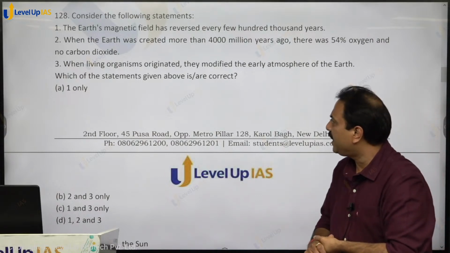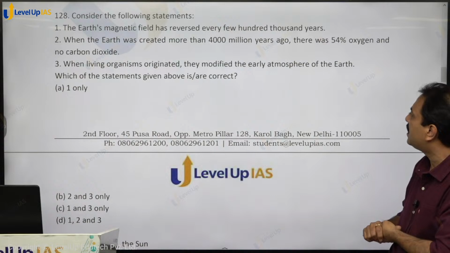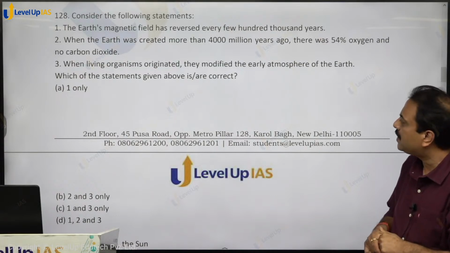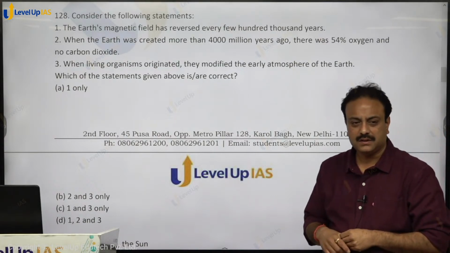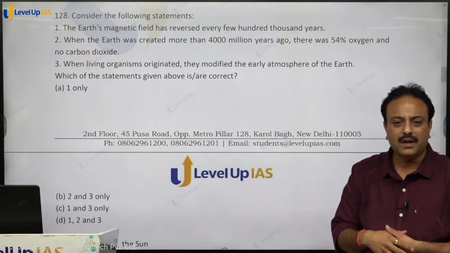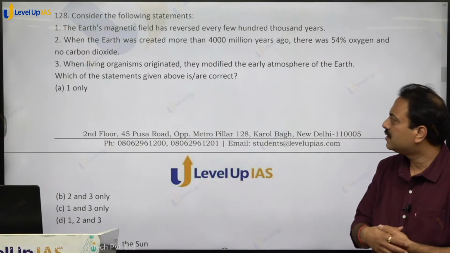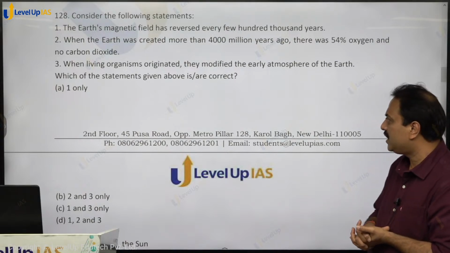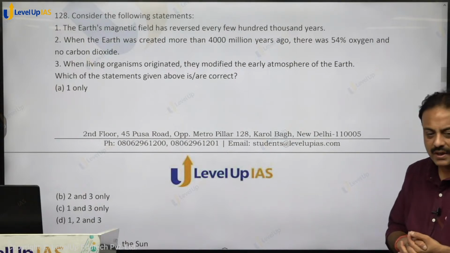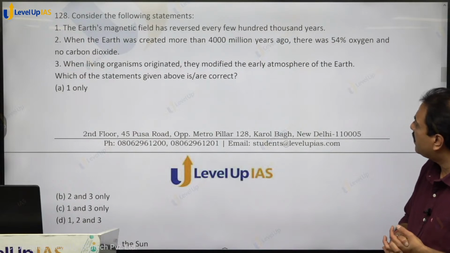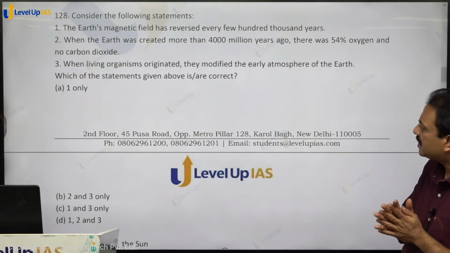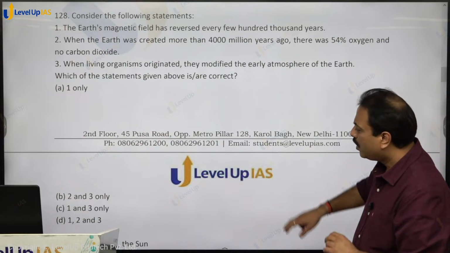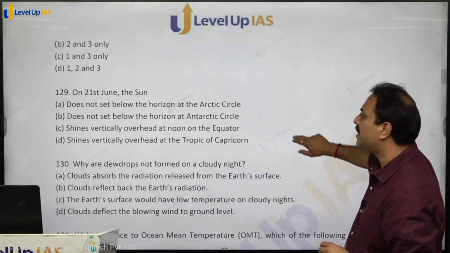When the earth was created more than 4,000 million years ago, there was 54% oxygen and no carbon dioxide. Oxygen was negligible, carbon dioxide was present, so it is false. When living organisms originated, they modified the early atmosphere, correct. So statement 1 is correct, 2 is wrong, 3 is correct, so 1 and 3 only. Option C, C for cat, shall be the right answer.